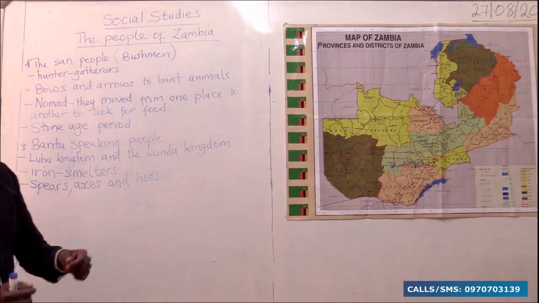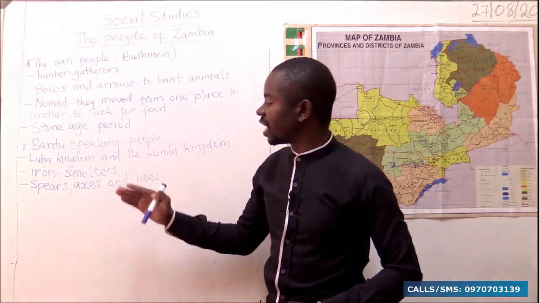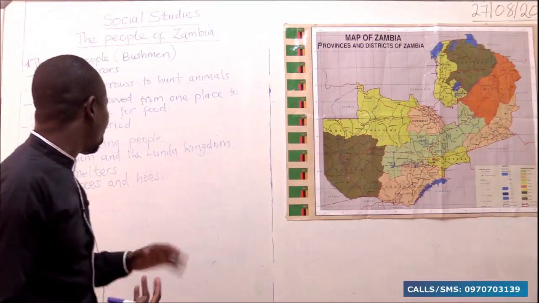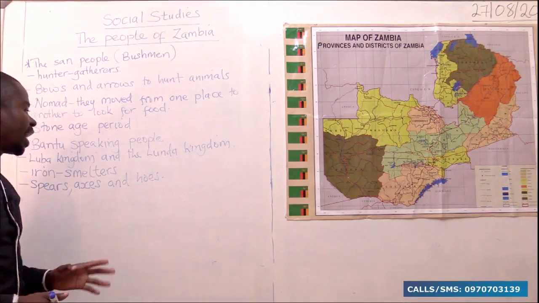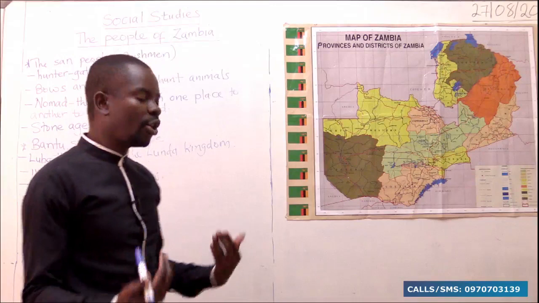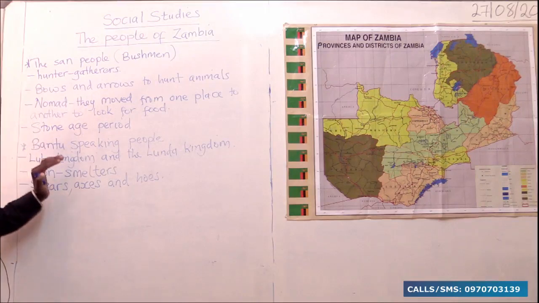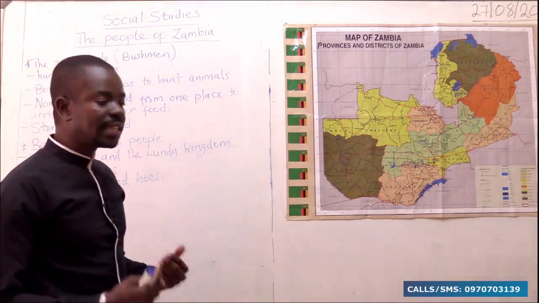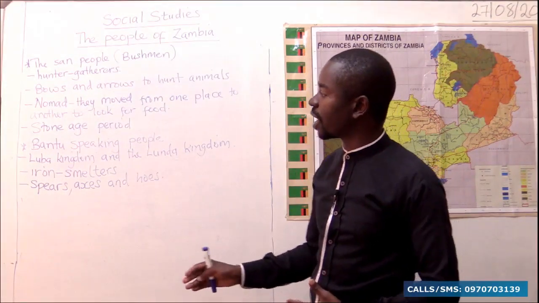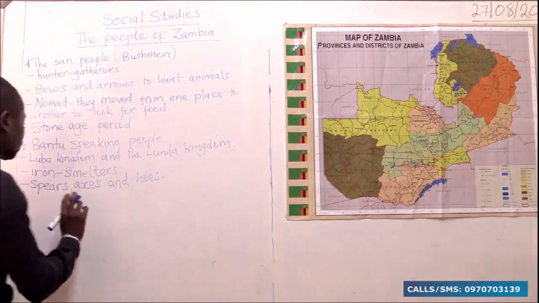They used spears to hunt and kill animals. They used axes to cut down trees, and they used the hoes to cultivate the soil. So this is about the Bantu-speaking people. Don't worry, boys and girls, if I'm too fast, we'll go through the notes again for you to understand.